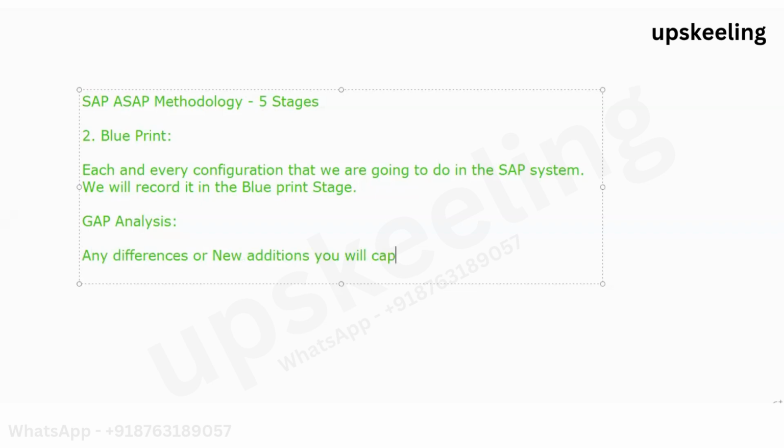Capture this document, and you will get a sign-off from the client. After each and every stage, you have to inform the client and get a sign-off from them. That is nothing but an approval, saying you are good to close this stage and can now move to the next stage. Okay, this is the blueprint stage. Any questions here? Please take a screenshot. I'll move to the third.